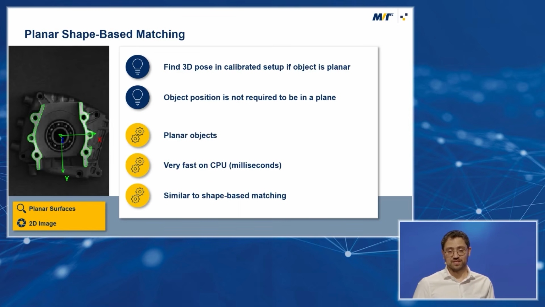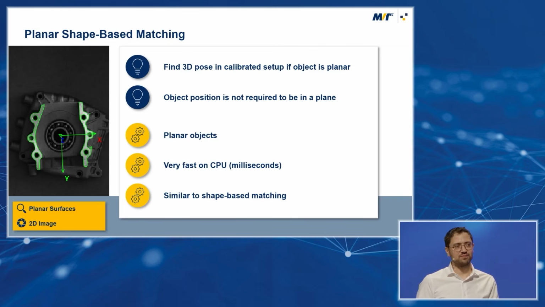We have planar shape-based matching. The name planar comes from the fact that the object is planar, not that it's searched for in a plane. So we have here a metallic part that was cut through, and this cutting plane is planar, and we have the edges, which are really well defined inside that plane. And we can find the actual 3D position, including possible tilts of the object, by using this planar patch of the object. And again, this method is really fast on the CPU.